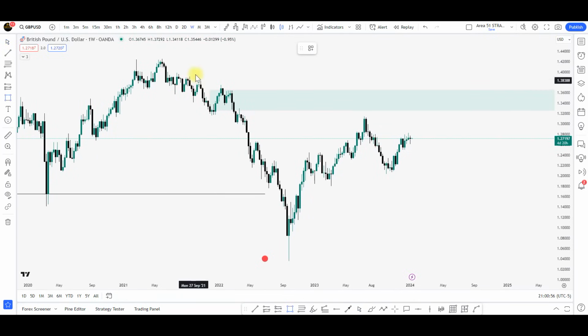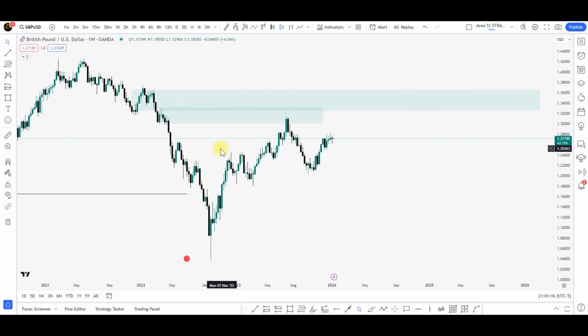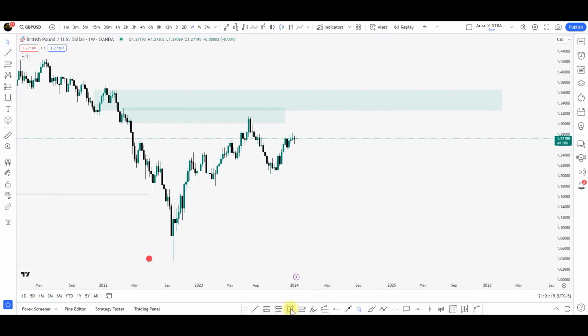We can see that all these order flows are already mitigated. This is all mitigated already, and this is the last order flow here. Price already mitigated it and then reversed from it. Price reacted to it already.